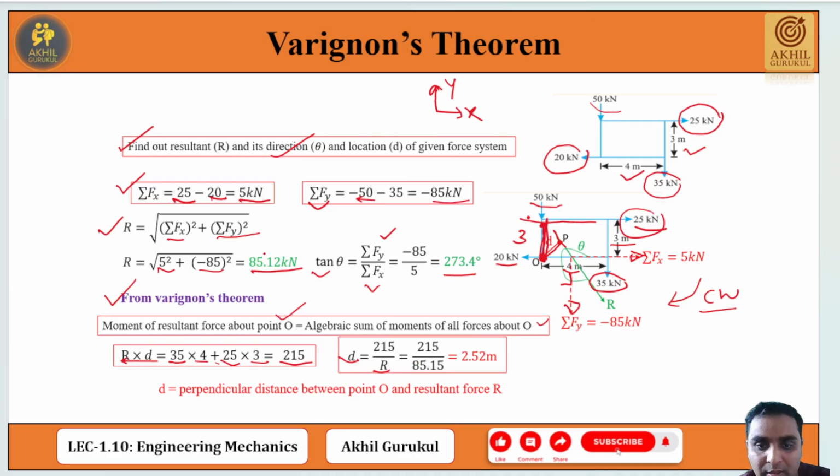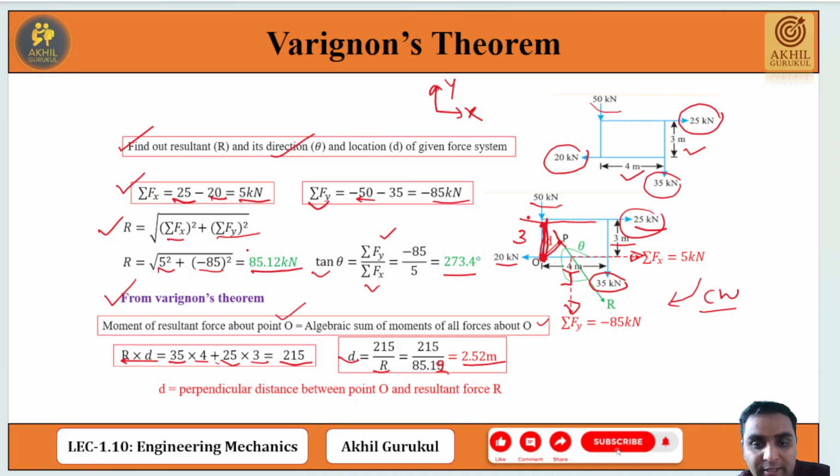Resultant is 85.12, so 215 divided by 85.12, so it will be 2.52 meter. So D is 2.52 meter, which is the perpendicular distance between point O and resultant force.